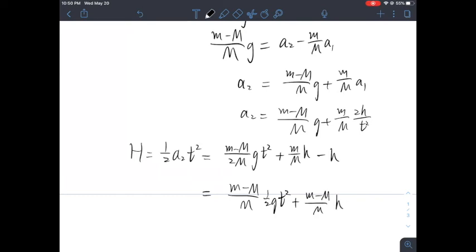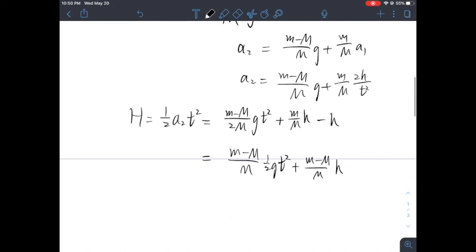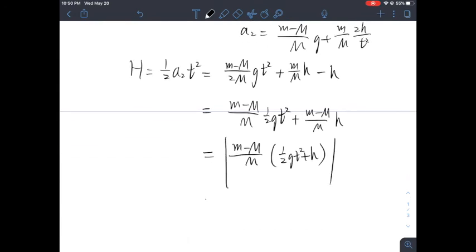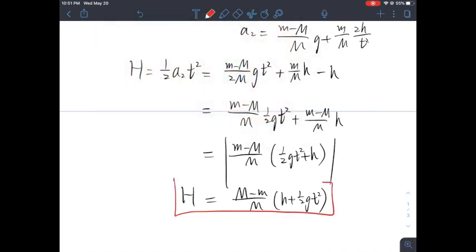So finally we got (M minus m) divided by M. We move 1/2 to the right. We have 1/2 gt squared plus (M minus m) divided by M times g times h. So we factor out (M minus m) divided by M. Then we take the absolute value of it, because we need to find the distance, not the displacement. And m is smaller than M, so it has to be big M minus m. So that will be our final solution here.